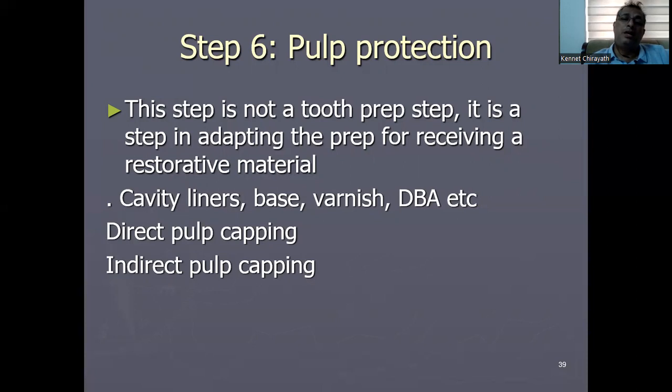Okay, so there are three types of liners: glass ionomer, calcium hydroxide and zinc oxide, which you know. All three materials have different properties.